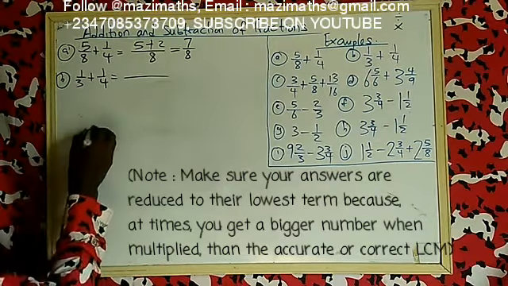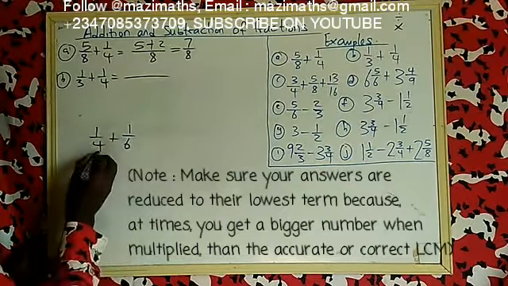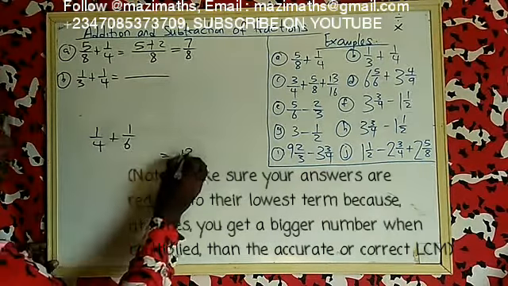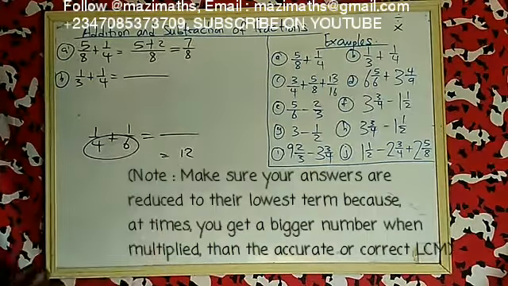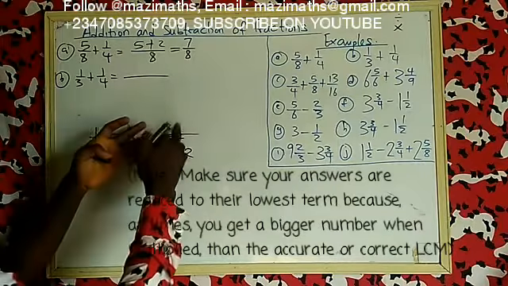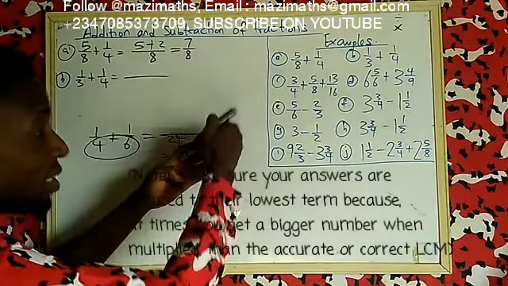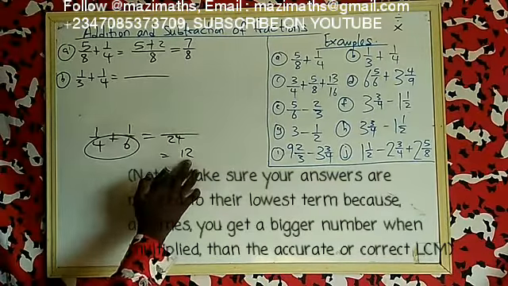So for example, let's say they give you something like 1/4 plus 1/6. If you look for the LCM of 4 and 6, you will get 12. But if you multiply them together, because of time, you want to finish your work on time, you will get 24. So in this case, when you get 24, just make sure when you get your answer at the end of the day, you will still be able to divide, because you must arrive at this 12 at the end of the day.